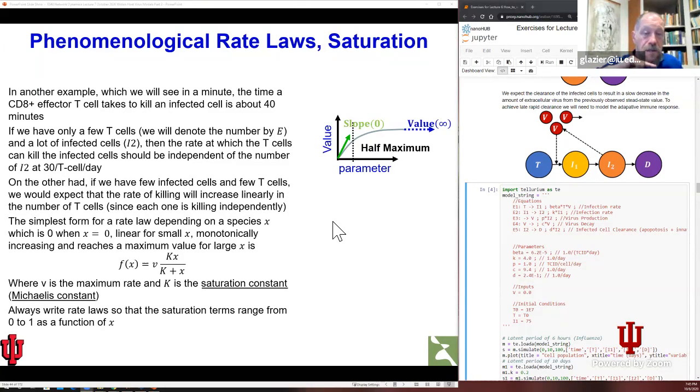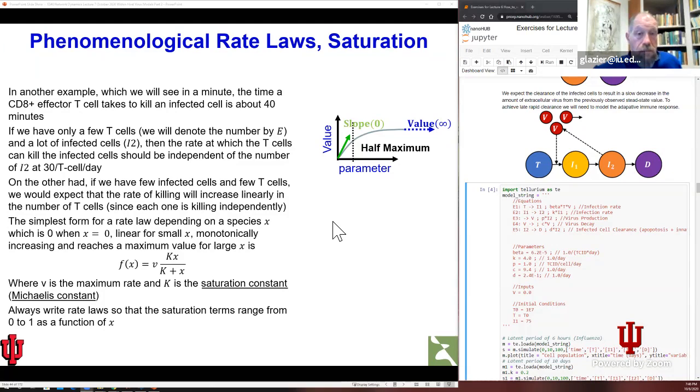But if I think about how killing occurs, that can't be right, because a T cell actually takes time to kill a target cell. So when I have an effector T cell that binds to an infected cell, it takes typically on the order of 40 minutes to kill its target. That could be off by a factor of 2. And that means that each T cell can kill about 30 target cells per day.